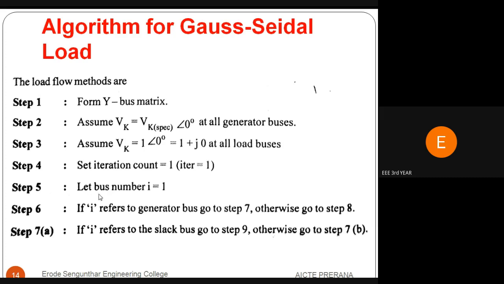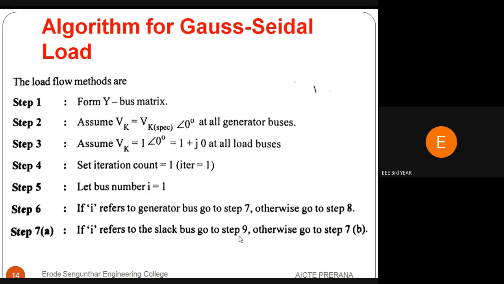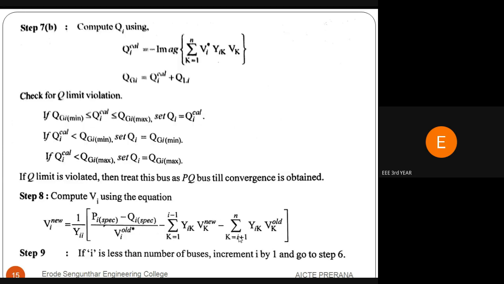Step 5. Let bus number I equal to 1. We have to consider I equal to 1 for starting the iteration. If I refers to the generator bus, go to step number 7. Otherwise, go to step 8. Step 7A. If I refers to the slack bus, go to step number 9. Otherwise, step 7B: we have to calculate the Q value.